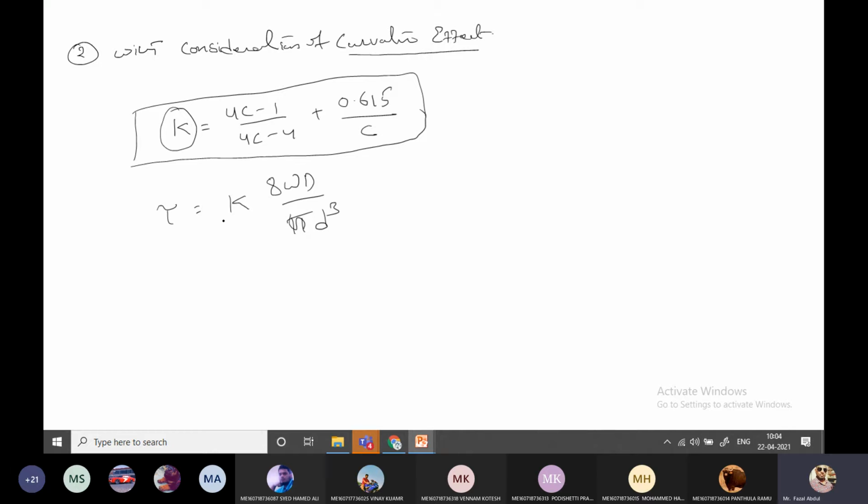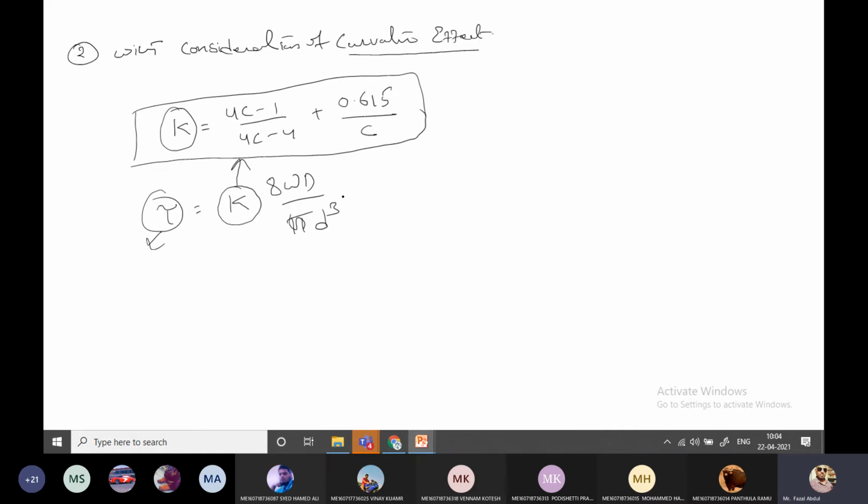Pi d cube. So here, instead of what I wrote previously, in place of Ks, the equation changes to K. Ks is the shear stress concentration factor. This is the equation: 8 W D by pi d cube. So this equation is already given.